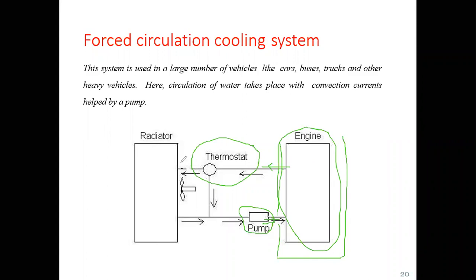Okay, so how does the thermostat occur in this particular system? The working is the same as the thermosiphon type of system. But in a thermosiphon system, the flow takes place naturally, but in this case a pump is used to flow the water to the cooling jacket, which will cool the engine. Okay, and then the heated water will be supplied to this thermostat. Through the thermostat, this will be supplied to the radiator.